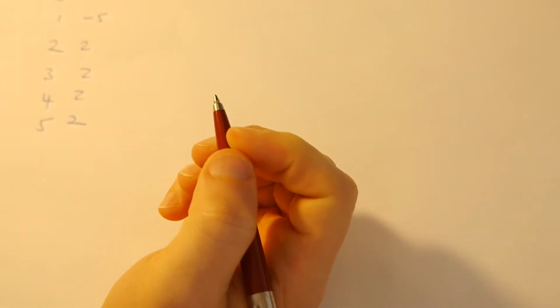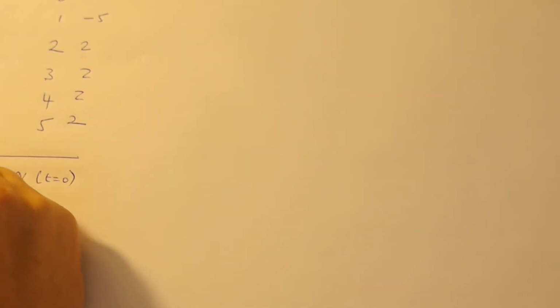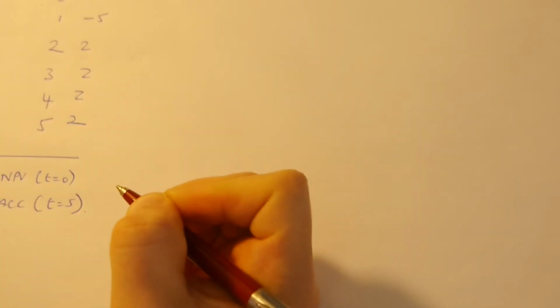Right, so got the time. Let's do some cash flows: -1, -5, 2, 2, 2, 2. Okay, right. So question 1: find the NPV of these cash flows at time equals 0. Question 2: find the accumulated value at time equals 5.